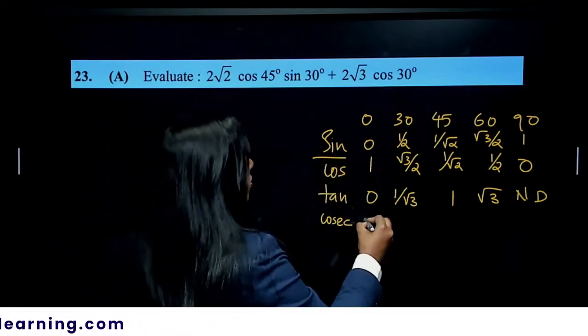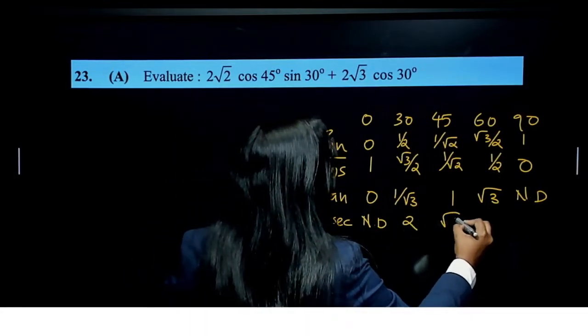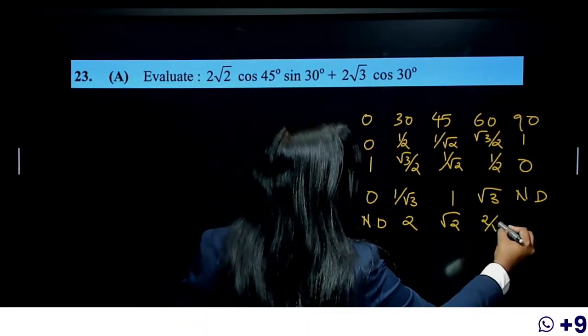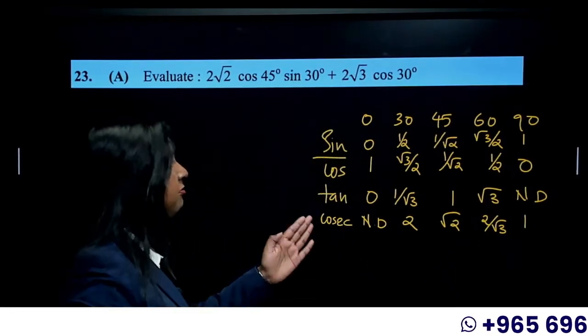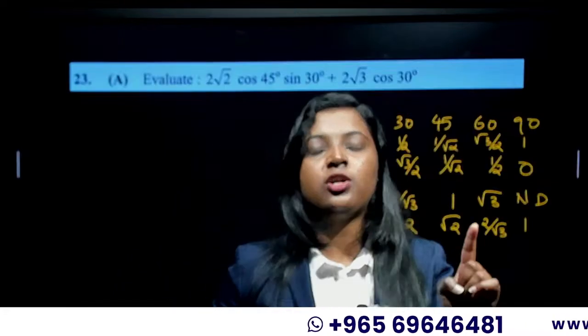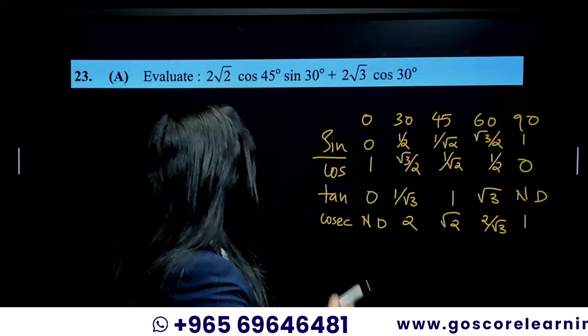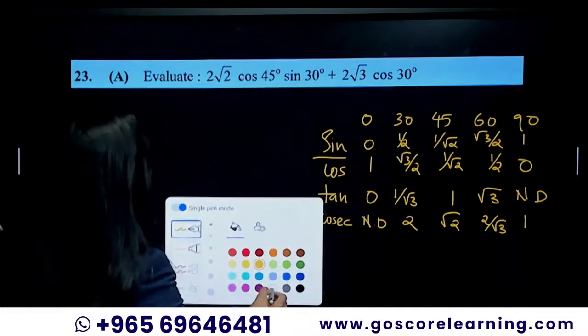So 1 by 0, not defined. 1 by 1 by 2, 2. 1 by 1 by root 2, root 2. Then the reciprocal of this, 2 by root 3. Then 1. Like that, you can find sec and cot. So just learn the first line: 0, 1 by 2, 1 by root 2, root 3 by 2, 1. Done. Okay? And now, moving to this question.